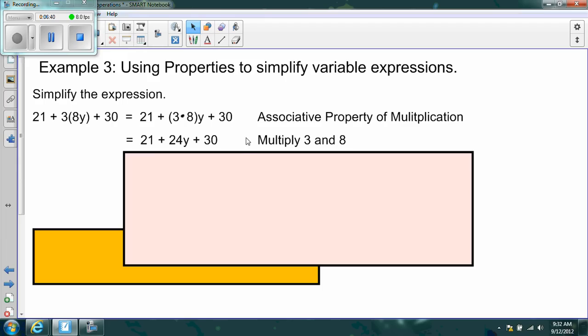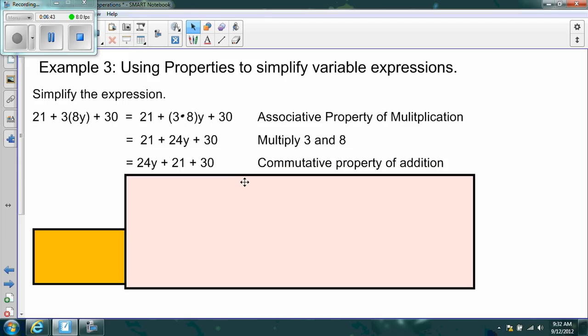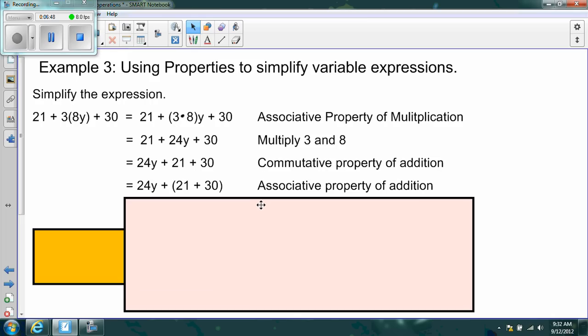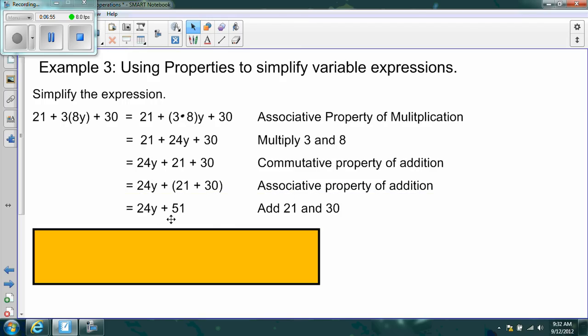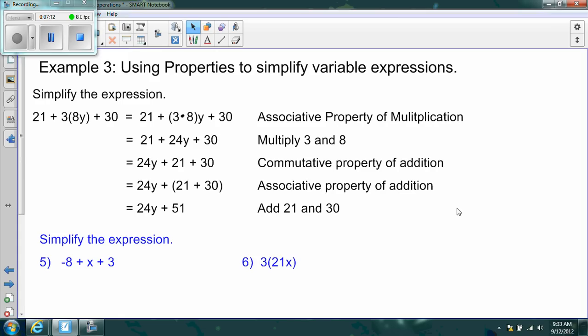Then we can reorder this, so we can add the 21 and the 30 together through the commutative property. Then with the associative property, we put parentheses around it so it's grouped together. And then lastly, we can say 21 plus 30 equals 51. So as simplified as this can get is 24y plus 51. We can't add the 24 and the 51 together because the 24 is multiplied by y and the 51 is not. So try to simplify these 2 expressions. Press pause now.